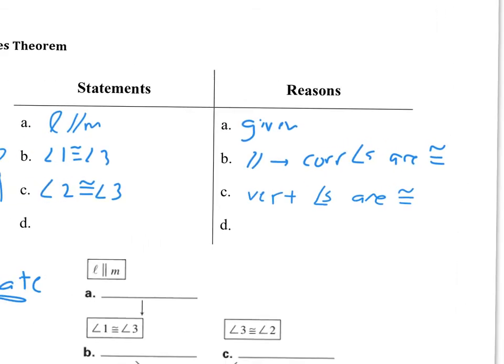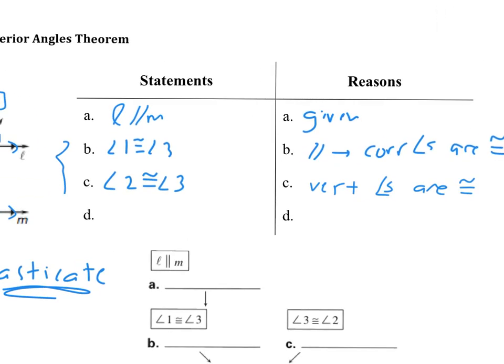And lastly, since angle 1 is congruent to angle 3 and angle 3 is congruent to angle 2, we can connect the two, angle 1 and angle 2. And why can we connect them? The transitive property of congruence. And there we have it.